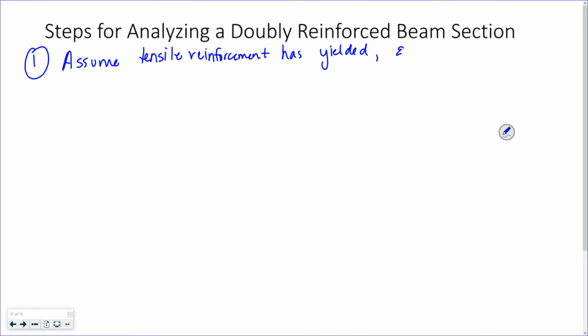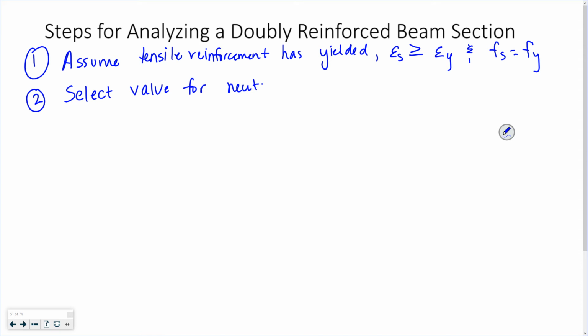So the strain in my tensile reinforcement is greater than or equal to the yield strain, and the stress is equal to the yield stress. This is just looking at that flow chart that we just had. Select a value for your neutral axis depth.